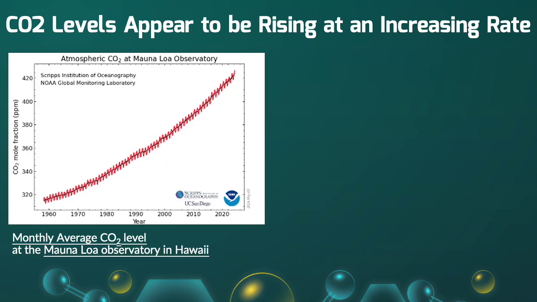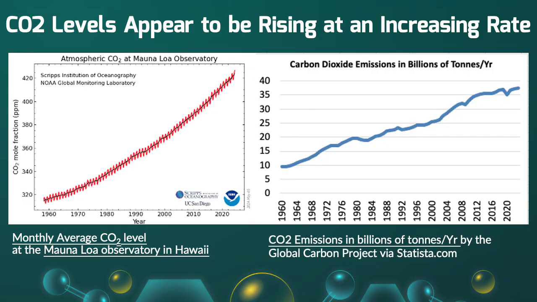As shown in the graph on the left, carbon dioxide levels in the atmosphere appear to be rising at an increasing rate. The graph on the right is showing the amount of CO2 emissions in billions of tons per year estimated by the Global Carbon Project. The latest year shown in this graph indicates that approximately 37.4 billion tons of CO2 were emitted globally in 2024. Since the amount of CO2 emissions is continuing to increase, it appears that total energy demand is rising faster than renewable energy generation.